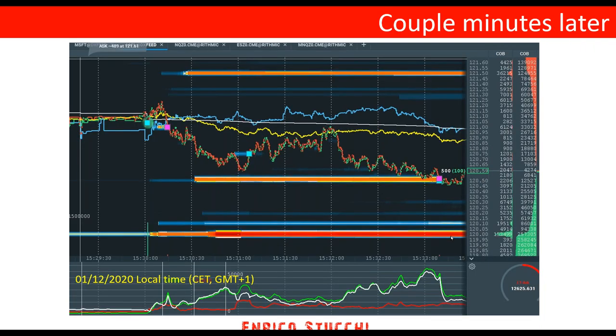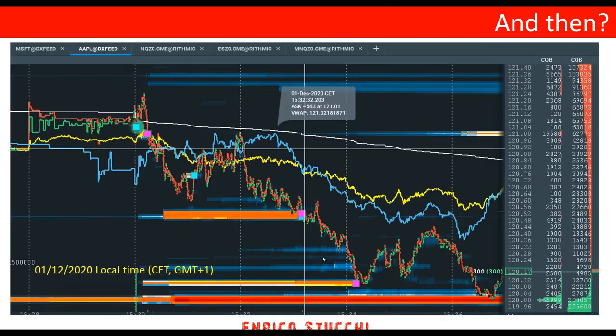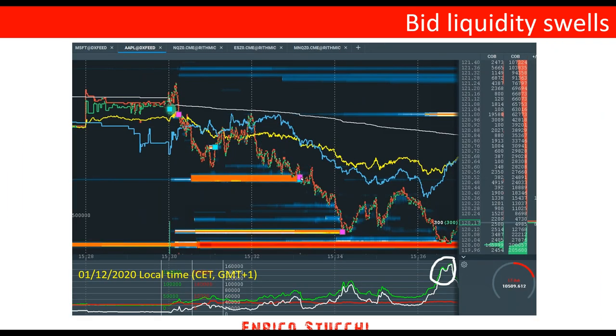The liquidity level is 120. Okay, 120. What happened at 120? Look at this.